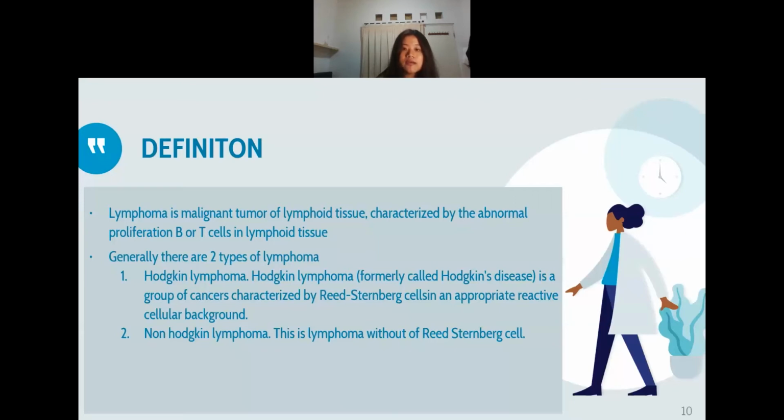So generally, there are two types of lymphoma. The first one is Hodgkin lymphoma, also known as Hodgkin disease. It's a group of cancers characterized by Reed-Sternberg cells in an appropriate reactive cellular background. In Hodgkin lymphoma, there are no specific symptoms. And the second one is non-Hodgkin lymphoma, in which there is no Reed-Sternberg cell. In non-Hodgkin lymphoma, there is more extranodal involvement than in Hodgkin lymphoma.